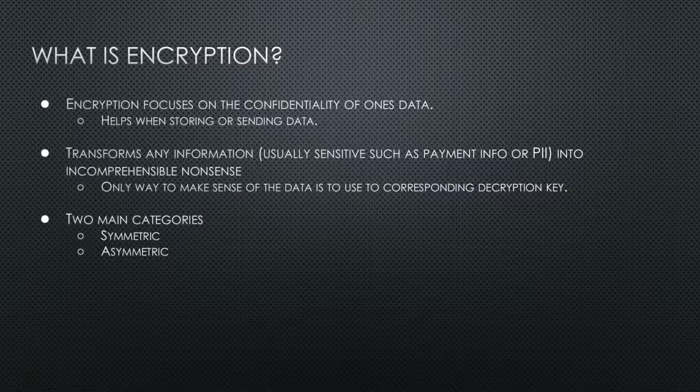Now, the only way to make sense of this information is to have the correct decryption key. We'll get into what a decryption key actually is, but there are basically only two categories of encryption. There's symmetric and there's asymmetric, or the public and private key infrastructure, PKI for short.